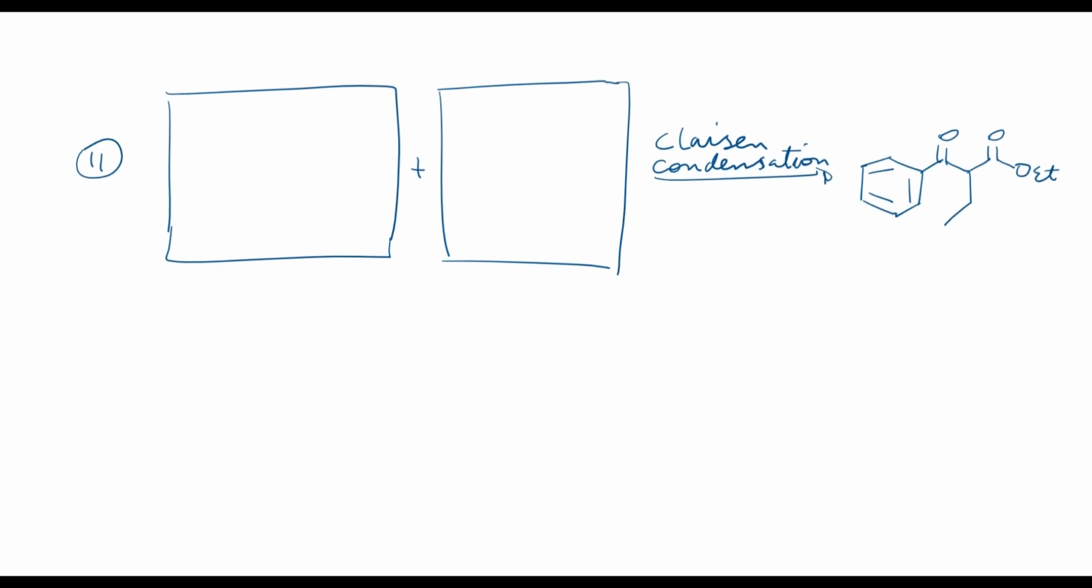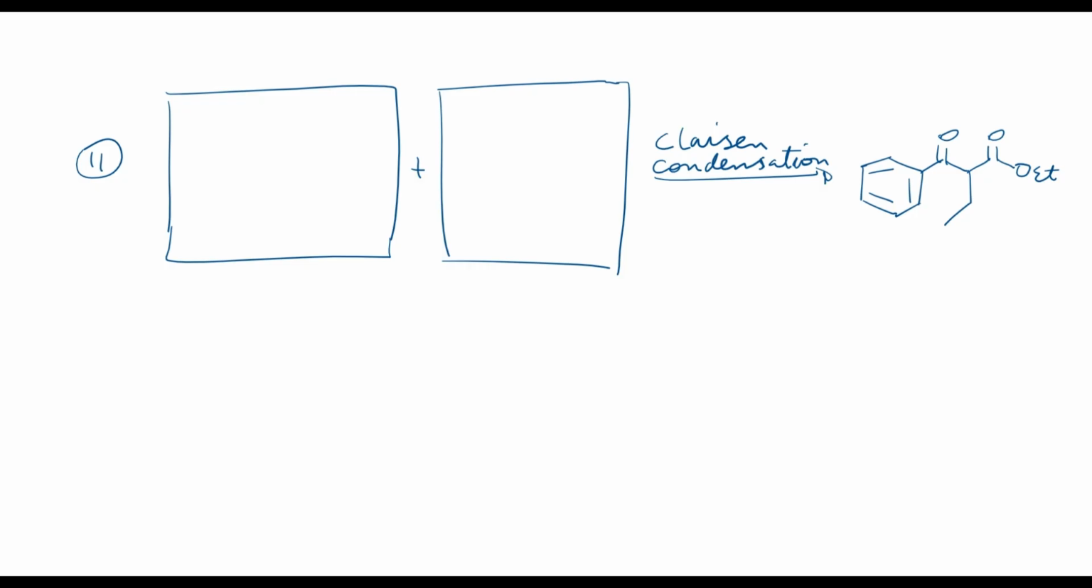We're asked to provide the starting materials that are required to make this product. And we're told this reaction is Claisen condensation. Again, apply retrosynthesis. To do that, I need to find a way to split this molecule into smaller fragments.